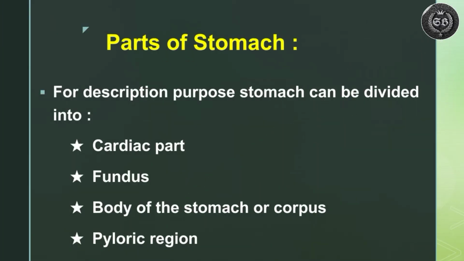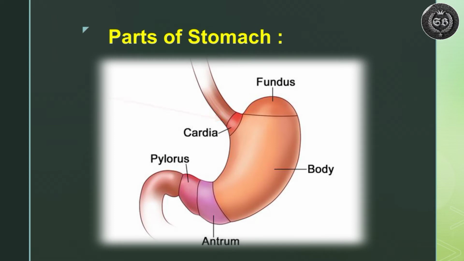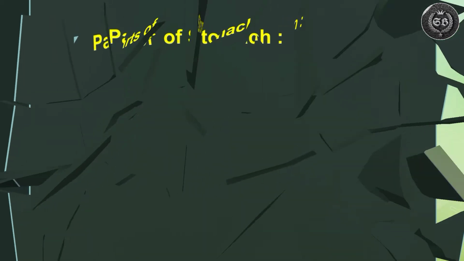Now, parts of the stomach. For description purpose, stomach can be divided into cardiac part, fundus, body of the stomach or corpus and pyloric region. Here, cardiac part of the stomach, fundus of the stomach, body of the stomach and the last one is pyloric part of the stomach.